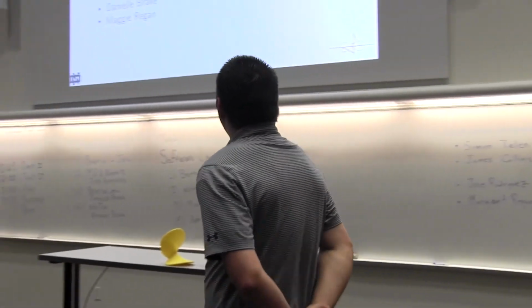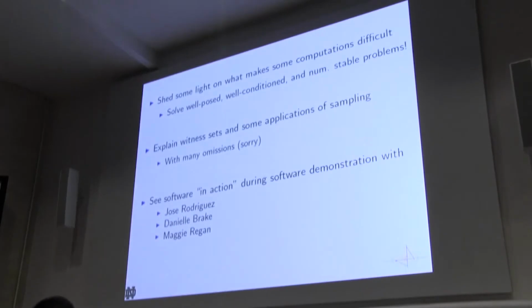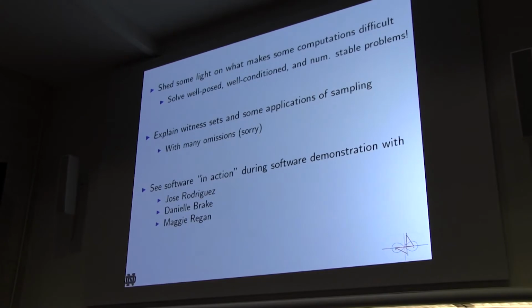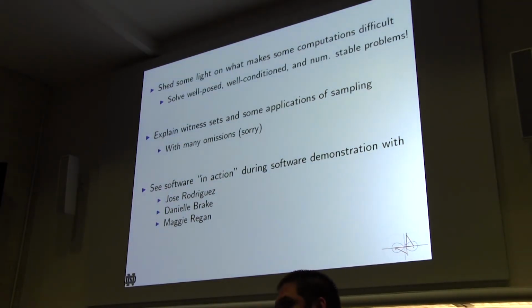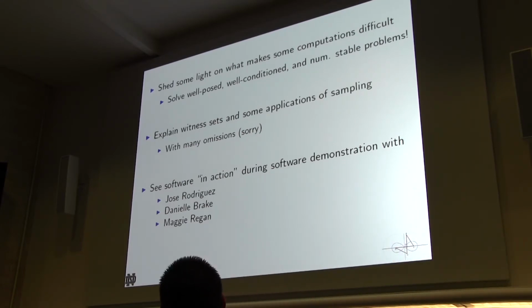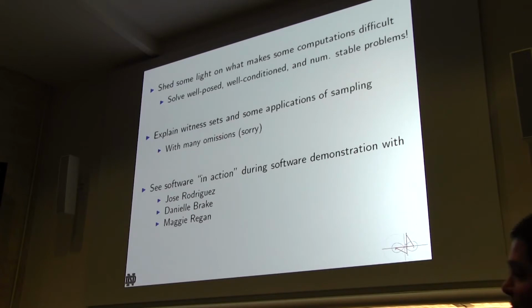Okay, I am out of time, so this is a great place to stop. Hopefully I shed some light on what makes computations difficult. Solve well-posed, well-conditioned, numerically stable problems. That sometimes takes work to turn your problem into one of those. That's the art form in numerical algebraic geometry: how do I actually create such a problem? Hopefully I explained witness sets and some applications. There were many, many omissions, and I'm sorry.